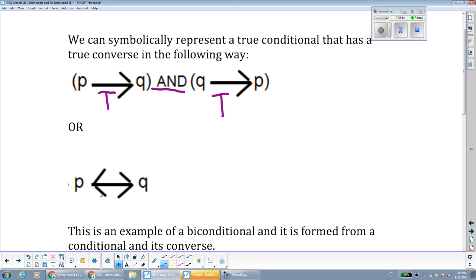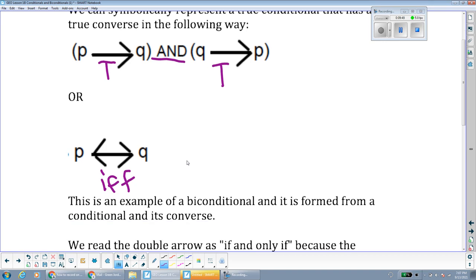This double arrow over here is read as if and only if, or for short, IFF. That is an abbreviation that you can use. Everybody in math will know what you are talking about. And if you take a look at the double arrow, it is a combination of the arrow that's starting at the left and going towards the right, and the arrow here that's starting at the Q and going towards the P. It's like you're taking both of those arrows and combining them into one double arrow. So we call this a biconditional statement when we have a conditional whose converse is also true, and we can combine them into one if and only if statement.